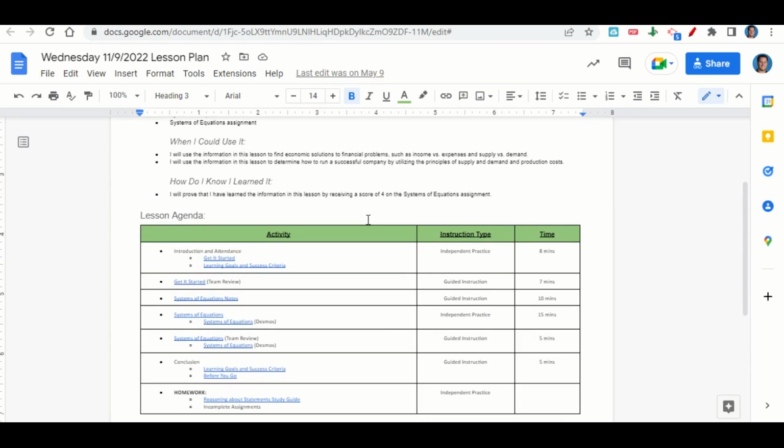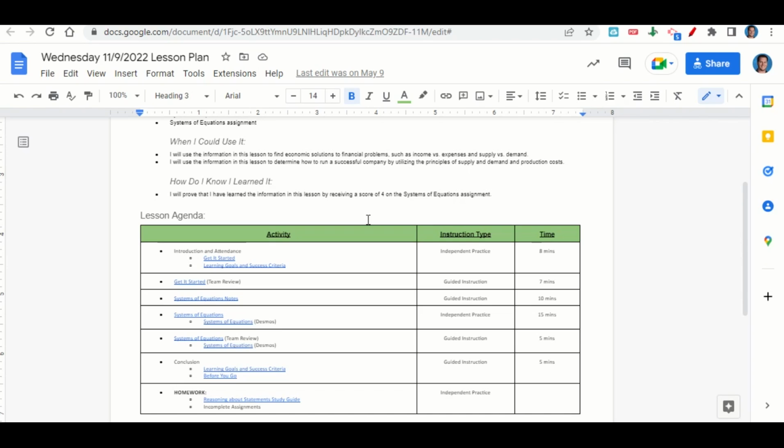Now let's take a look at our agenda for today. We will begin by going over the learning goals and success criteria. While we do that, you'll fill out your Get It Started. Once you've completed your Get It Started, we'll go over it together and answer any questions that you may have. After that, we'll go over the Systems of Equations notes, and then I'll give you time to complete the Systems of Equations assignment on Desmos. Once you've completed the assignment, we'll go over it together and answer any questions that you may have.